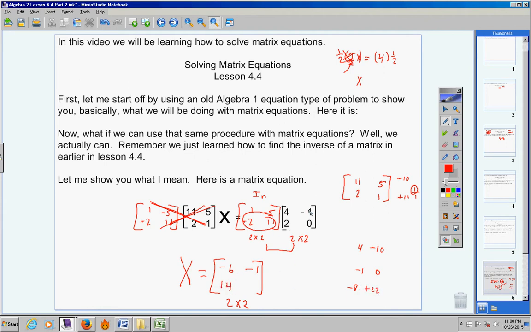This row times this column. First times first, positive 2. Second times second, 0. That gives you a 2. Now, that is the correct answer. I'm checking the book right now. It's right. So here's what you just did.